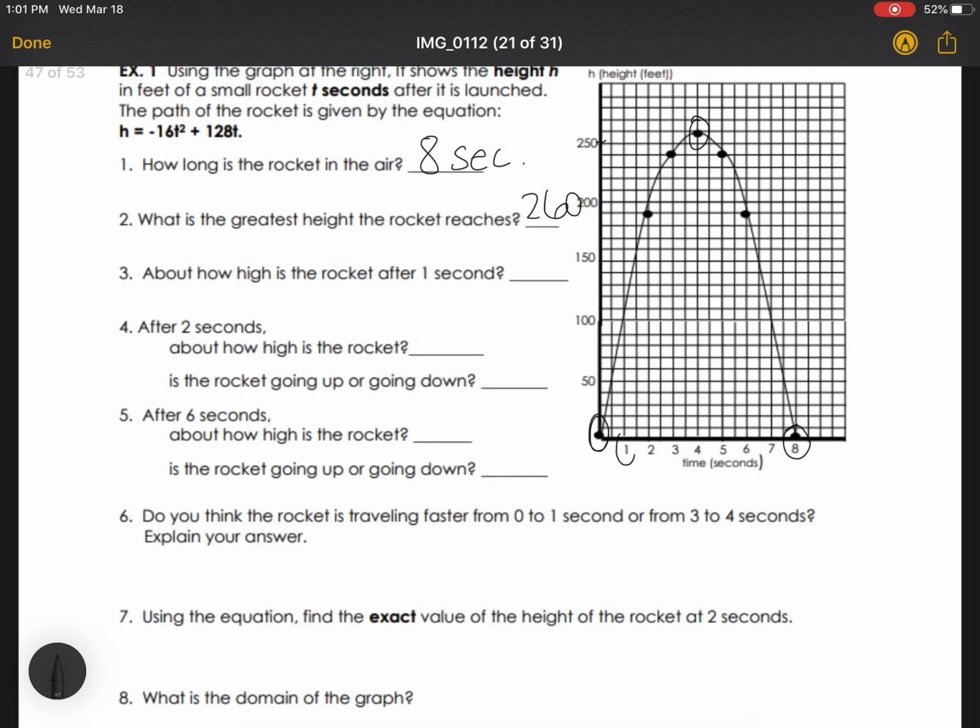About how high is the rocket after 1 second? Looking at an x value of 1, it looks like it's at this point here, so it's at 100 feet. Number 4, after 2 seconds, how high is the rocket? Here's 2 seconds. If I follow that part of the graph up, we're at this point right here, which looks to be 190.